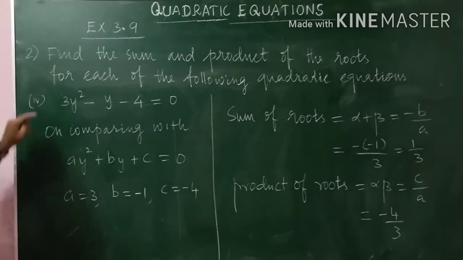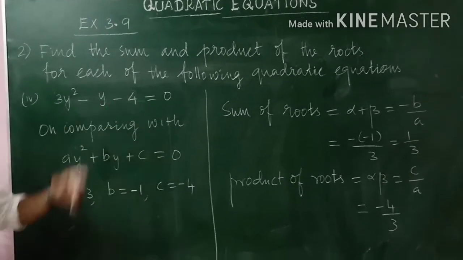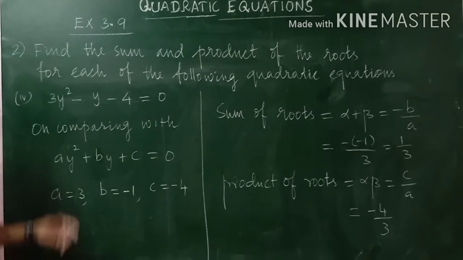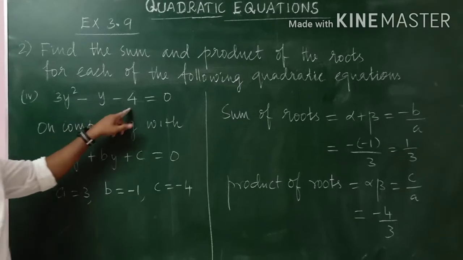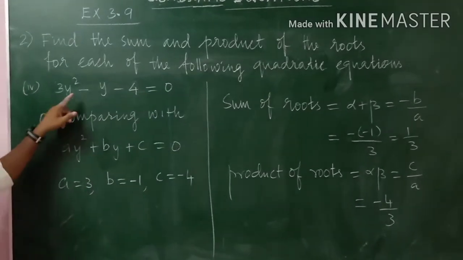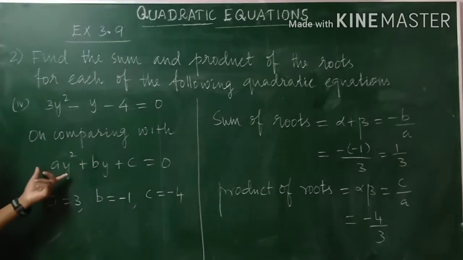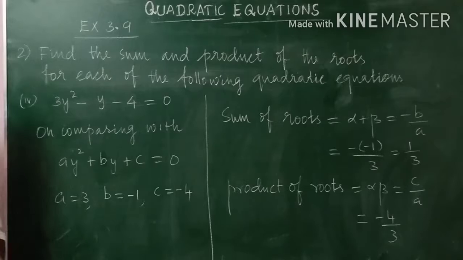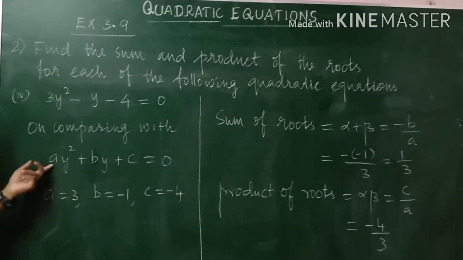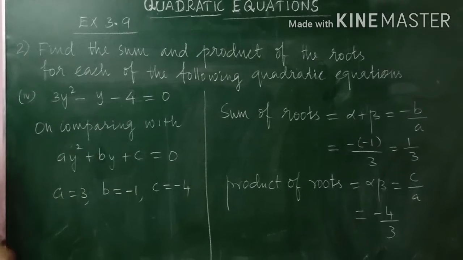Second question, fourth part. Find the sum and the product of roots for each of the following quadratic equations. Our quadratic equation is 3y square minus y minus 4 equal to 0. So here the variable is y. So I am comparing with the general form. How do we have to take it? ay square plus by plus c equal to 0. So the coefficient of y square is a. Here the coefficient of y square is 3. So a is equal to 3.